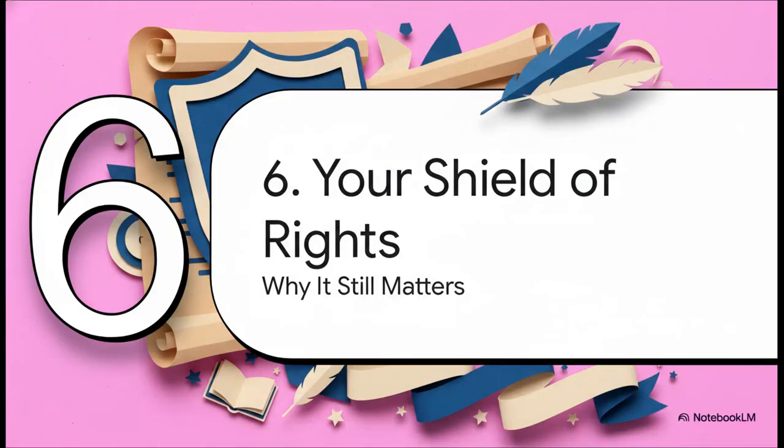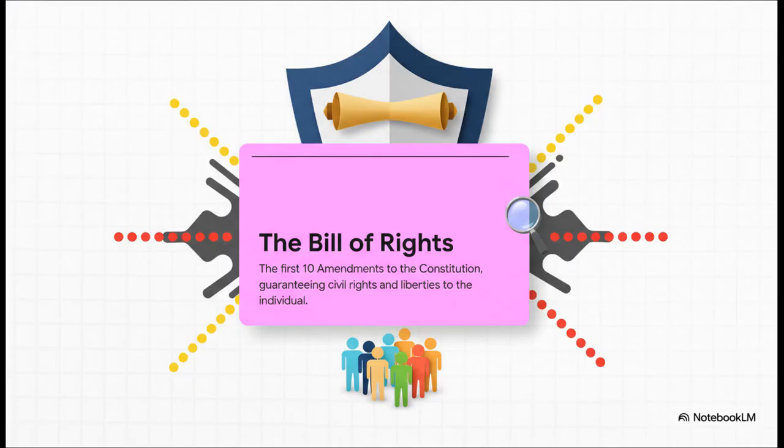So, after going through all 10, what's the big picture here? Why does this document, written over 2 centuries ago, still matter so much to you and me today? Well, it all comes down to this. The Bill of Rights is your shield. It draws a clear line in the sand that the government cannot cross. It guarantees a baseline of freedom and liberty for every single person.